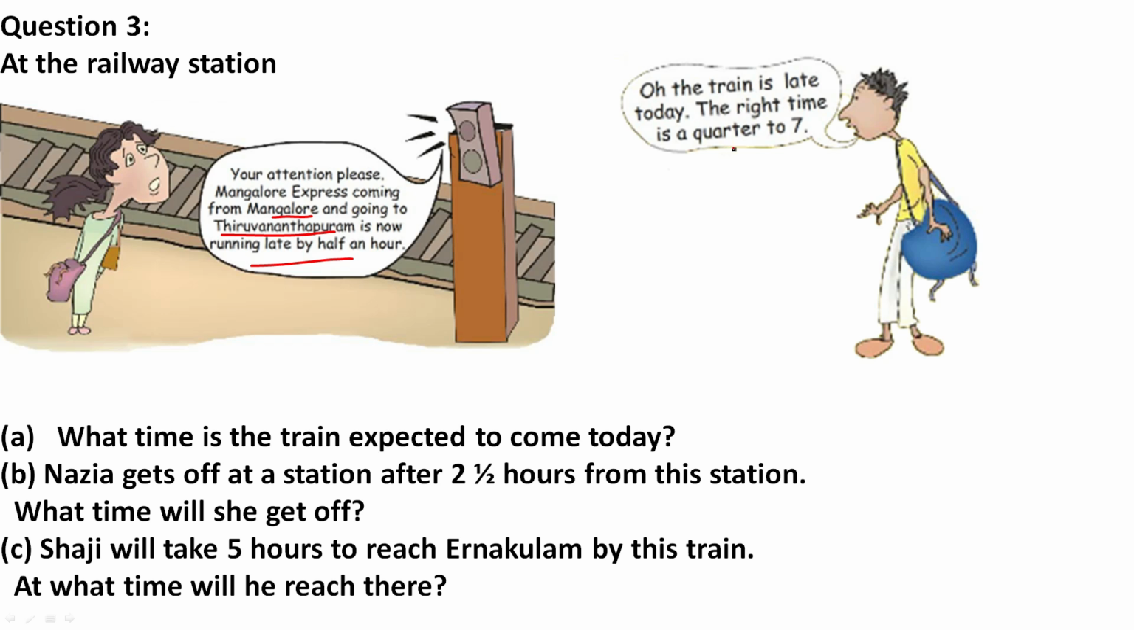The right time is 6:45. It is not 7, it is 6:45. The time is 6:45 on the clock. This is actually 6:45, it is not completed 7. What time is the train expected to come today? Nazia gets off at a station 2.5 hours from this station. What time will she get off? Saji will take 5 hours to reach Ernakulam by this train. At what time will he reach there?